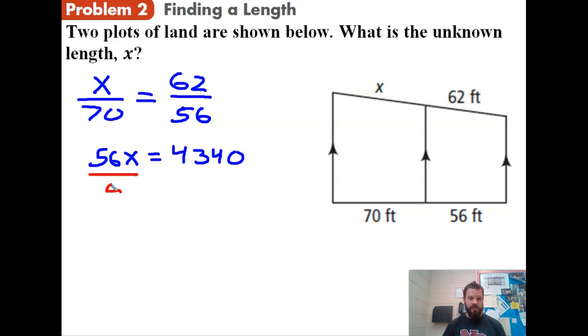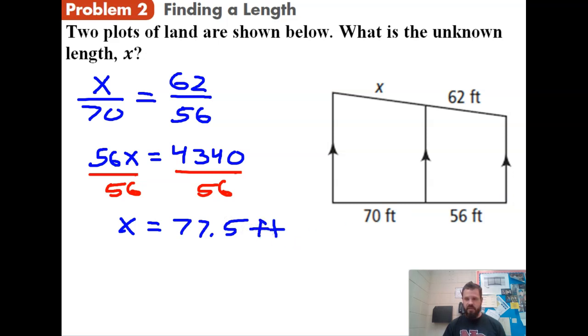Divide both sides by 56. And that's going to give me my x is equal to 77.5. Okay, so we'll say 77.5 feet, okay, for the back side of that plot of land.